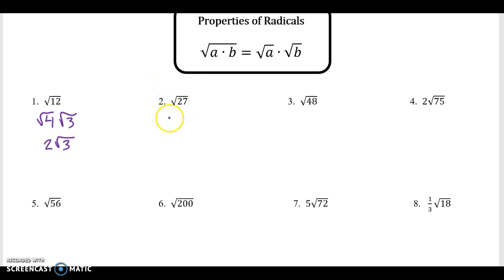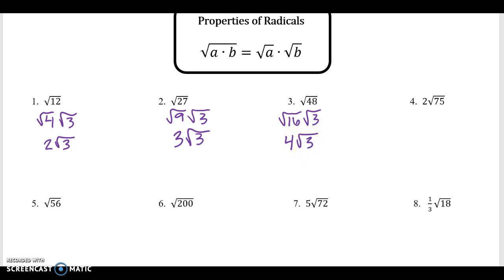Moving on to this one. 27 can be factored into 9 times 3. The square root of 9 times the square root of 3. The square root of 9 is 3. And the square root of 3 has no perfect square factors, so we are finished. The square root of 48 can be broken down into 16 and 3. The square root of 16 is 4, and then 4 times the square root of 3.